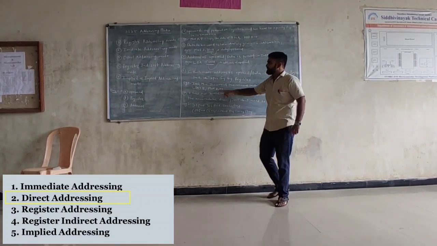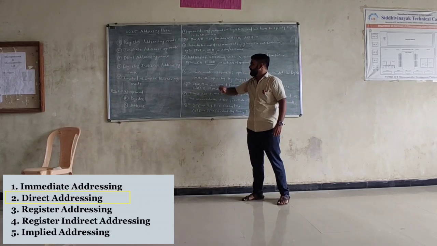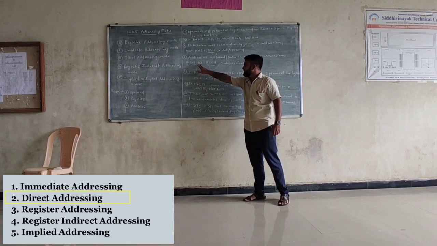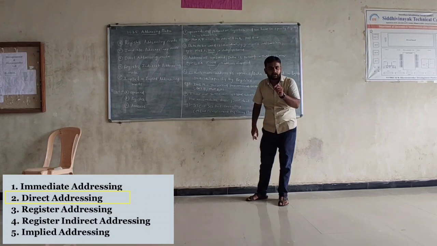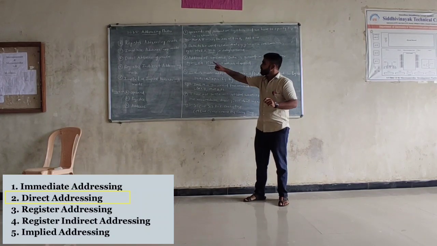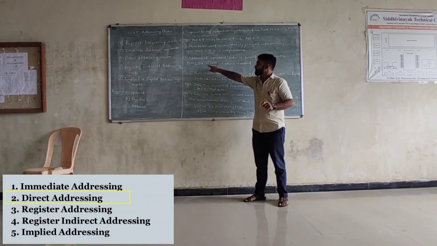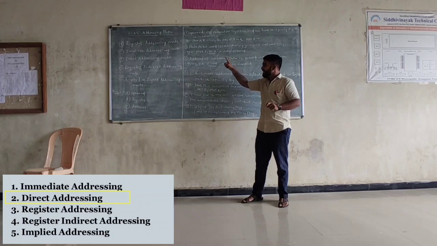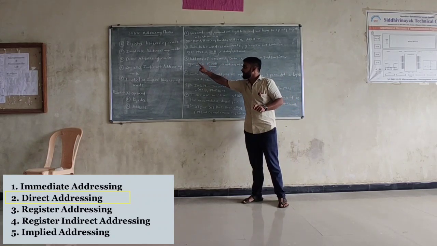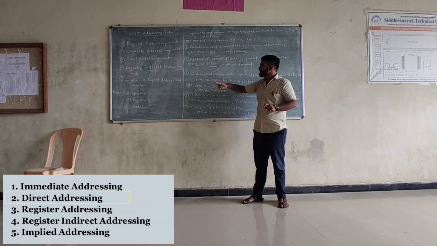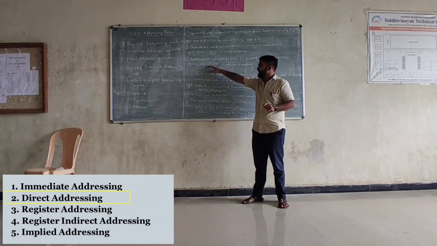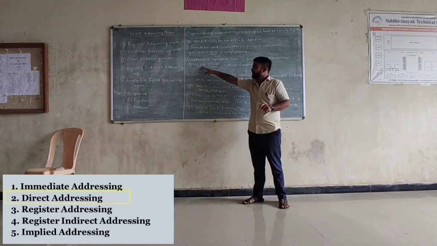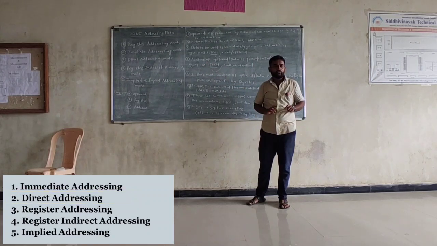An example of that is given here, LDA. What is LDA doing here? Load data to accumulator. Which data do we have to load into the accumulator? Go to an address location, 1C00H. It is an address location, and this address location is given inside the instruction. So whatever data is present in this address location gets copied to the accumulator. So this is how direct addressing mode works.